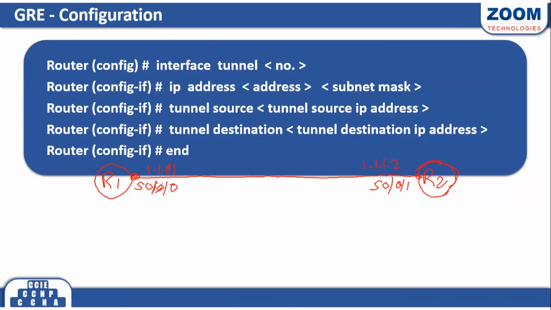On top of this physical connectivity, we need to create tunnel interfaces, tunnel 1 and tunnel 2, and we need to assign private IP addresses to these tunnel interfaces. This is interface tunnel 1 with a private IP address, which we can decide. In my example, 10.0.0.1, but both ends should be in the same network: 10.0.0.1 here and 10.0.0.2 on the other end.